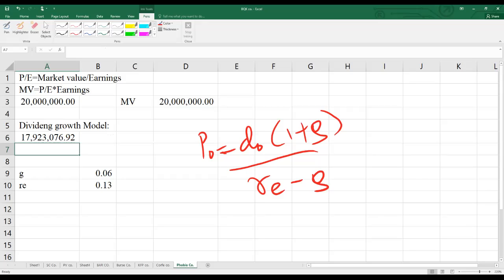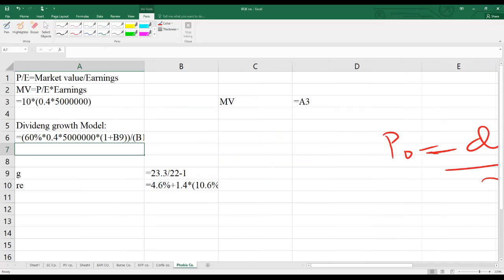Clear? So can you show the formula again? Okay, there is a formula.